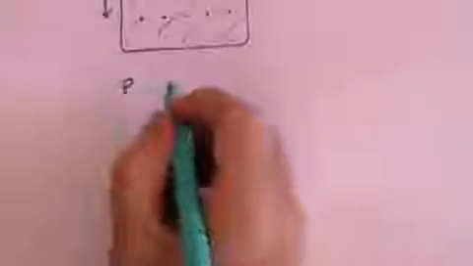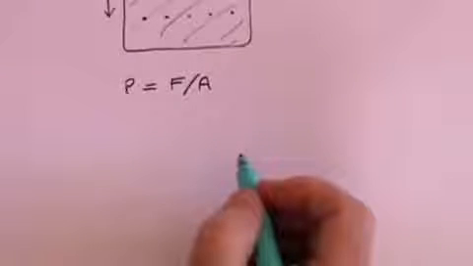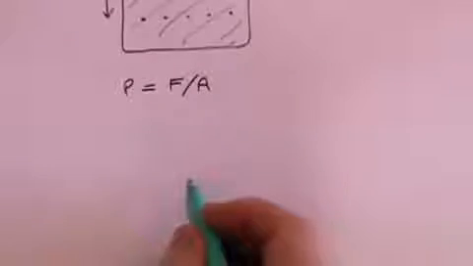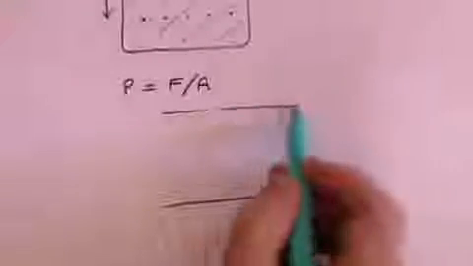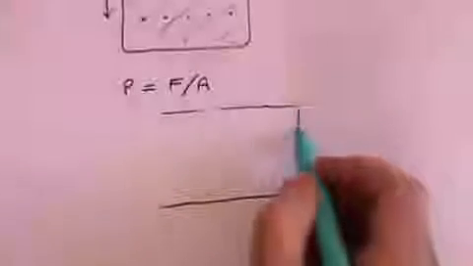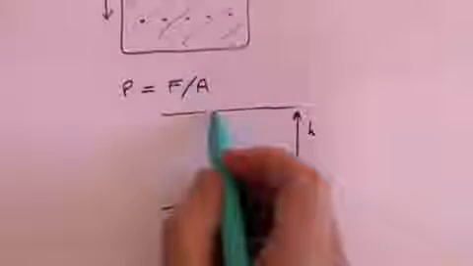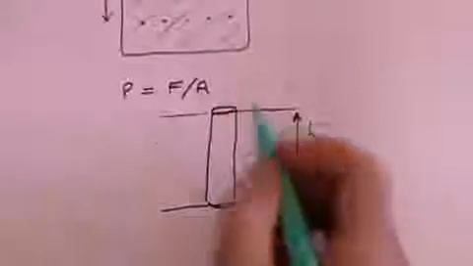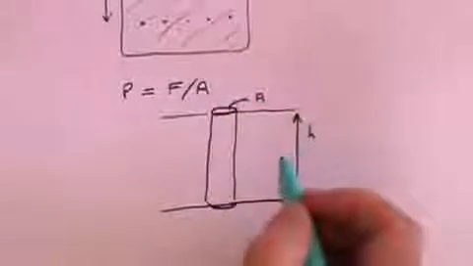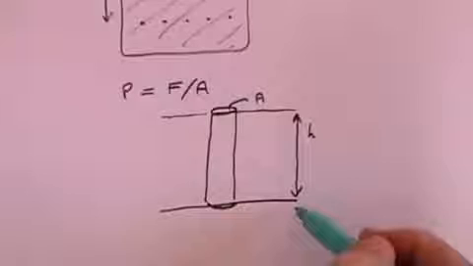Let's first consider atmospheric pressure. Pressure is defined as the force divided by the area over which that force is applied. So let's consider the surface of the Earth, and the atmosphere goes up to a certain point, and we'll say that the height of the atmosphere is h. And what we're going to do is consider a cylinder of the atmosphere where the cross-sectional area is A, and the height of the cylinder is obviously the height of the atmosphere, h.